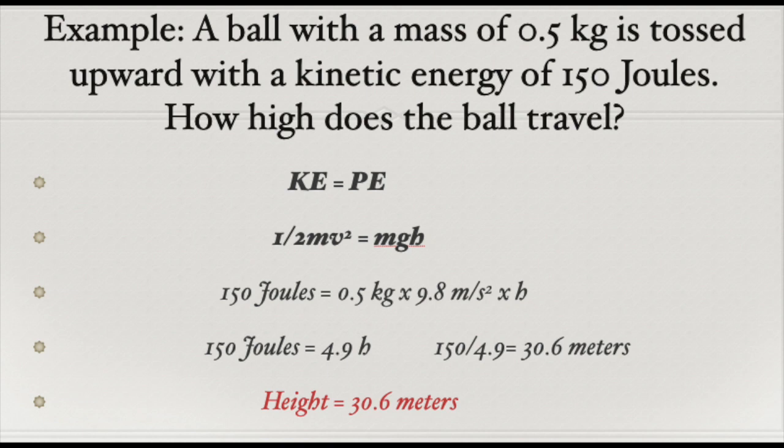Okay, to solve, you would just say 150 joules is equal to 0.5 times 9.8, and 0.5 times 9.8 is 4.9. So you would just divide 150 by 4.9 and you get 30.6 meters, which is the height of the ball as it's thrown upward.